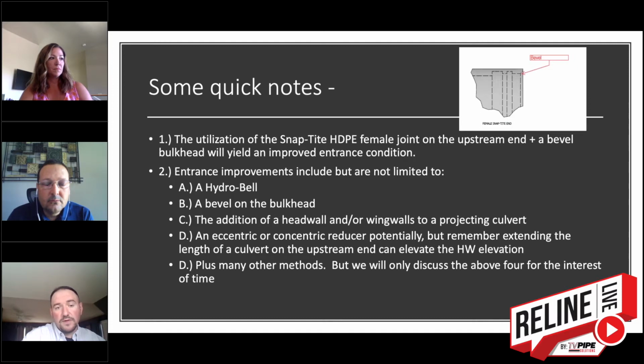We talked about bevels already, category B there. Just simple addition of head walls and wing walls versus a projecting culvert. And some reducer stuff. I'll show you some pictures of eccentric and concentric reducers that we've made out of high density polyethylene, which again, some of you folks on the call might not even be aware that we can make them. So the pictures will be good for you to see.